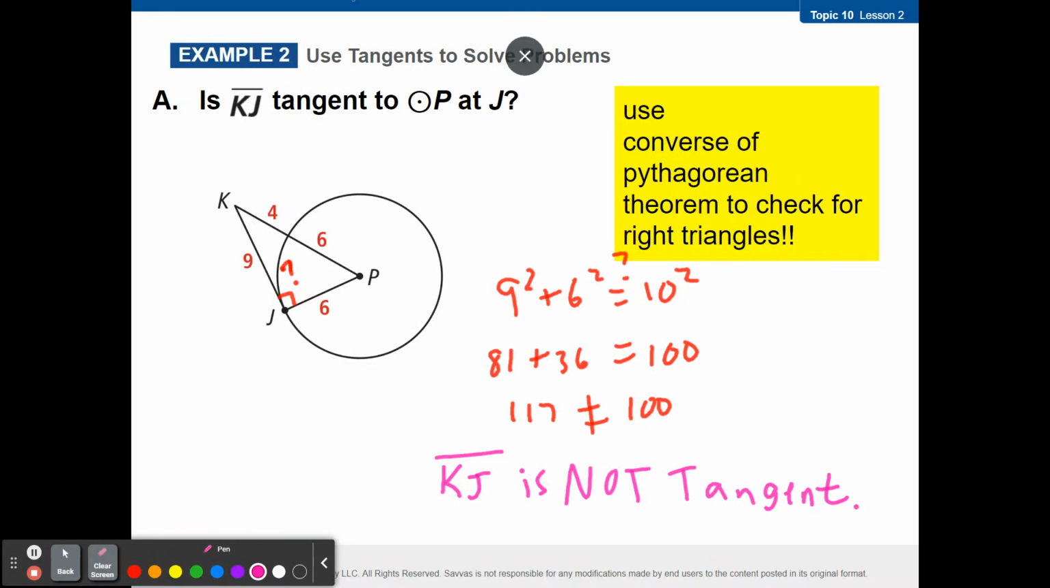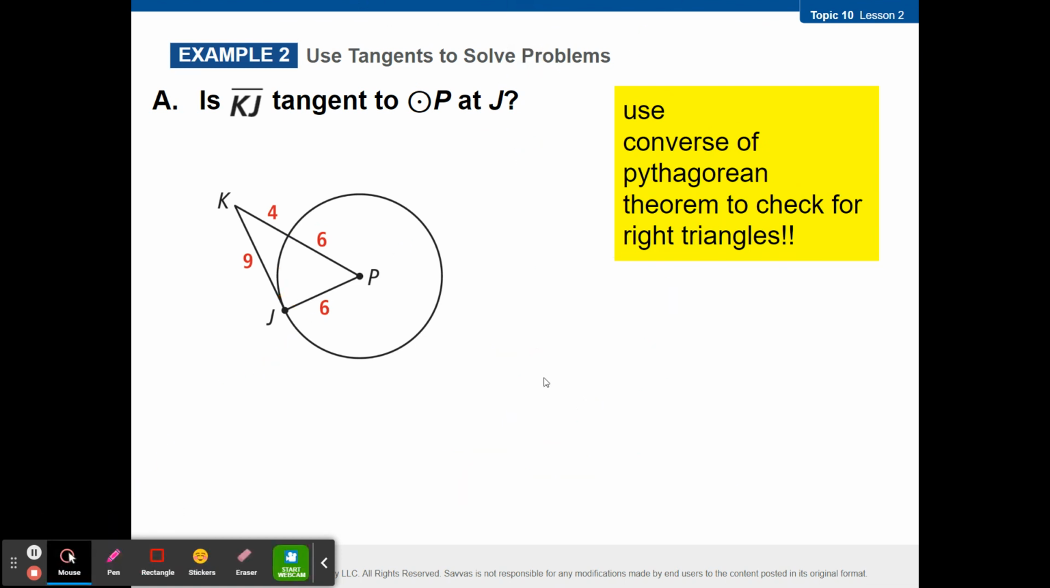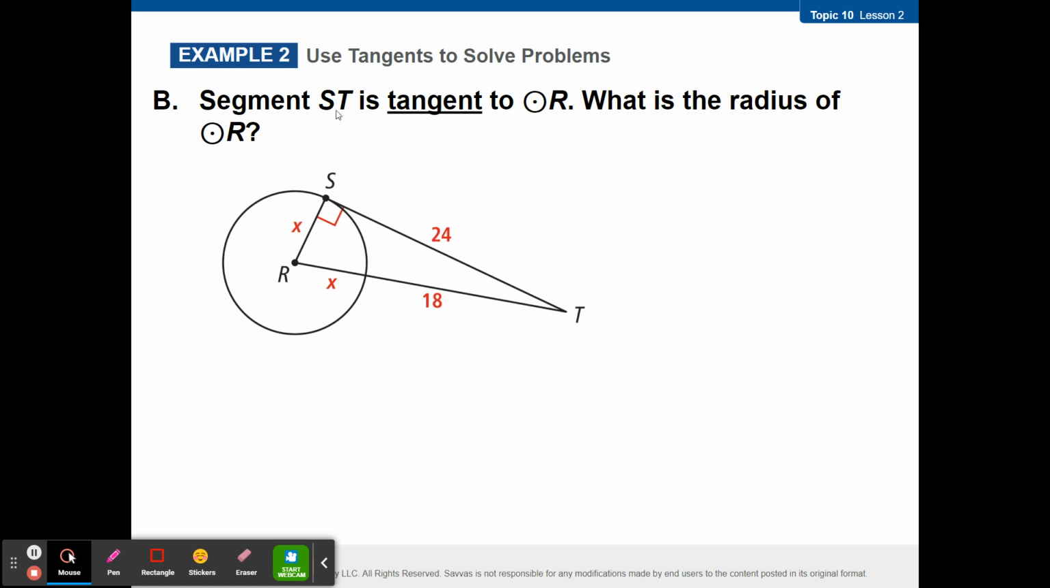Anybody still writing? All right. Next one. Segment ST is tangent to circle R. What is the radius of R? So they're asking us to find this. Now, couple things here. First off, this whole side is x plus 18.